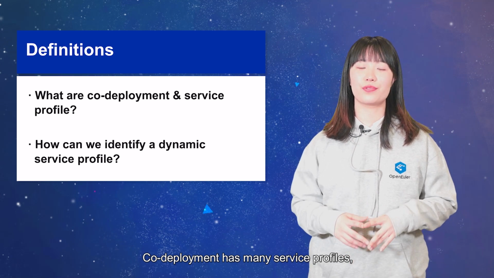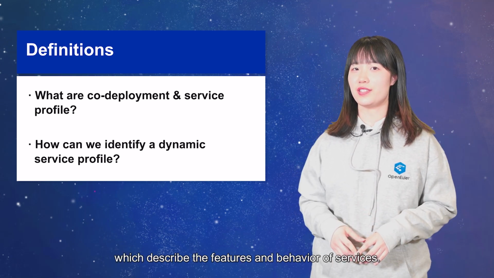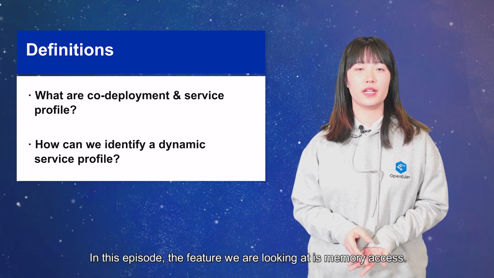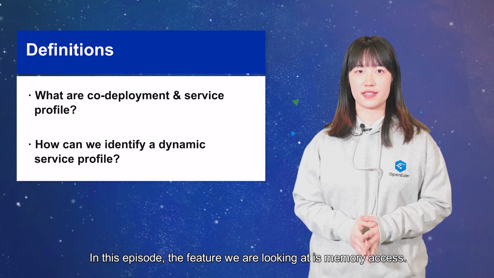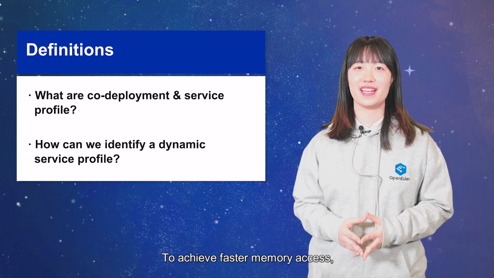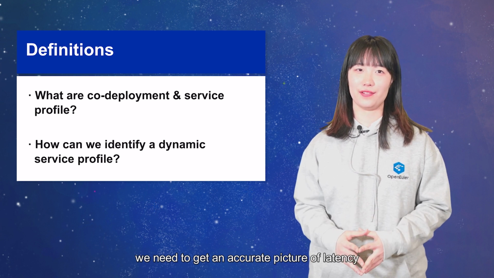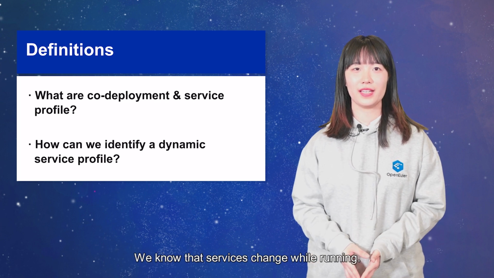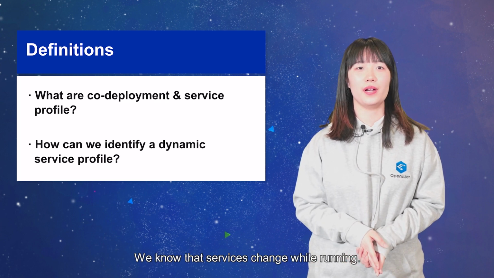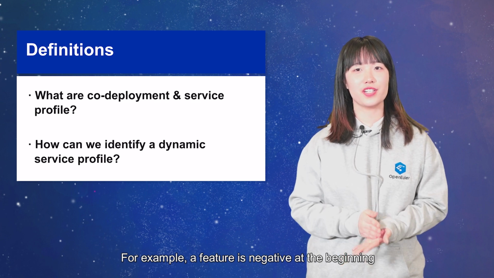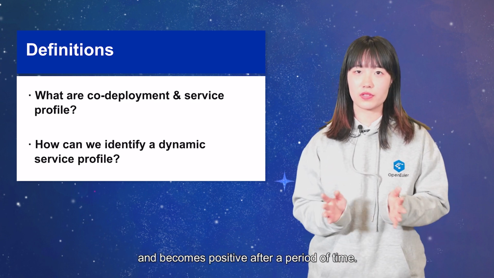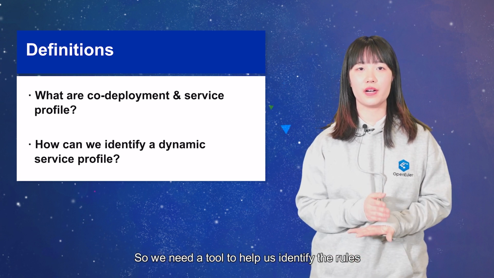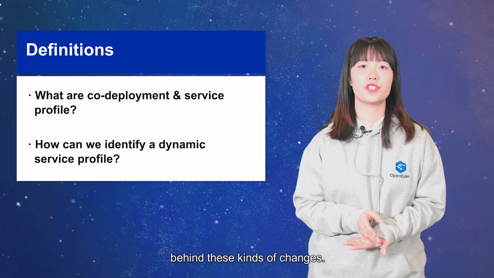Co-deployment has many service profiles, which describe the features and behavior of services. In this episode, the feature we are looking at is memory access. To achieve faster memory access, we need to get an accurate picture of latency by dynamically identifying service profiles. We know that services change while running. For example, a feature is negative at the beginning and becomes positive after a period of time. So we need a tool to help us identify the rules behind this kind of changes.